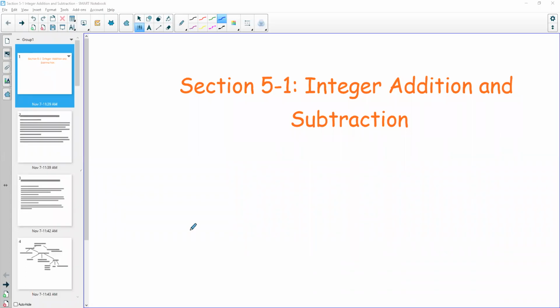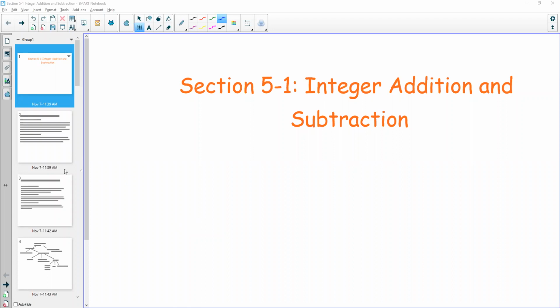Hey everybody, welcome to 5.1, Integer Addition and Subtraction. This section really marks being very close to the end of the semester for us. So just hang on, we're almost there. I think you'll like the next couple of sections.